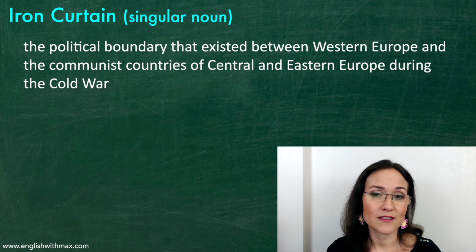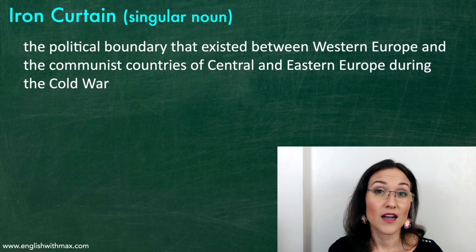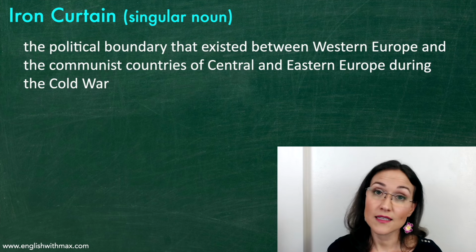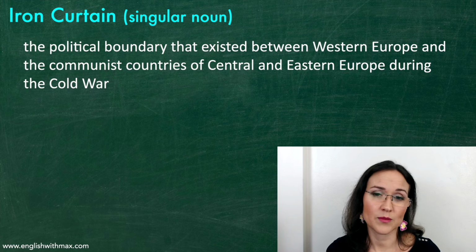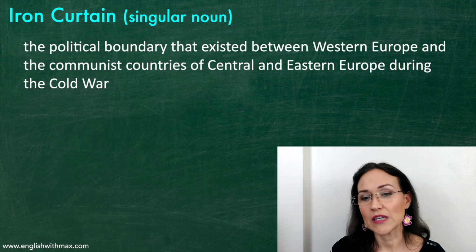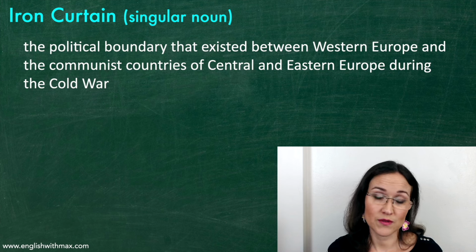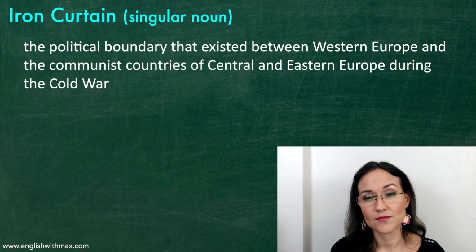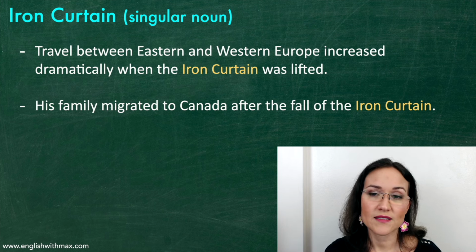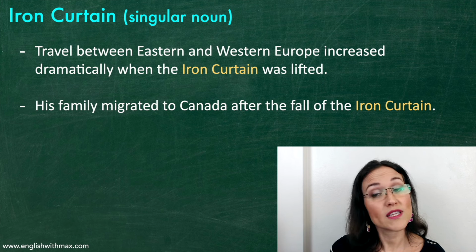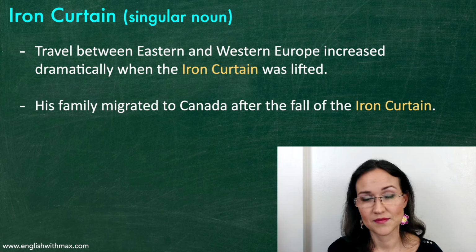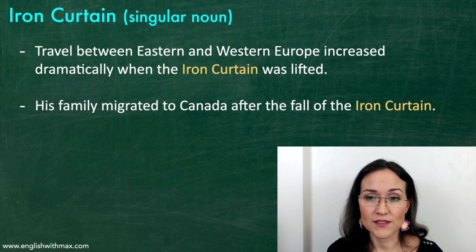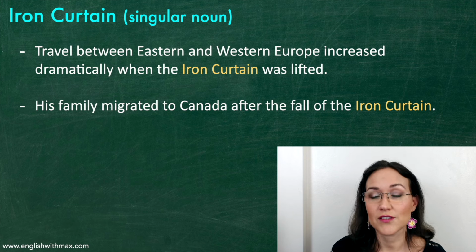Now we have Iron Curtain. Iron Curtain. It's a singular noun. It's always preceded by the. The Iron Curtain was the political boundary that existed between Western Europe and the communist countries of Central and Eastern Europe during the Cold War. Travel between Eastern and Western Europe increased dramatically when the Iron Curtain was lifted. His family migrated to Canada after the fall of the Iron Curtain.